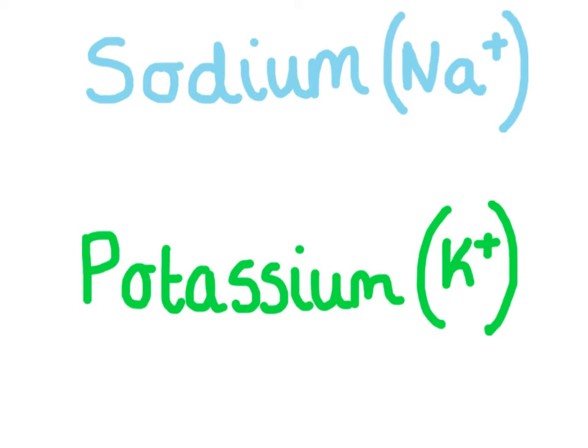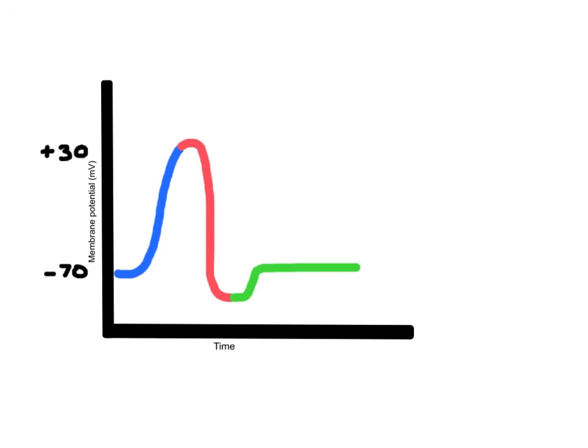There are two important ions involved in an action potential. They are sodium and potassium. The movement of these ions across the membrane of the neuron changes the membrane's potential, which is needed for action potentials to occur. So this graph here demonstrates the changes in membrane potential and shows how an action potential occurs.